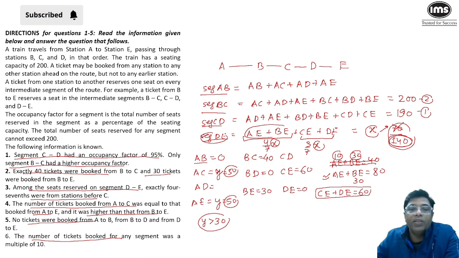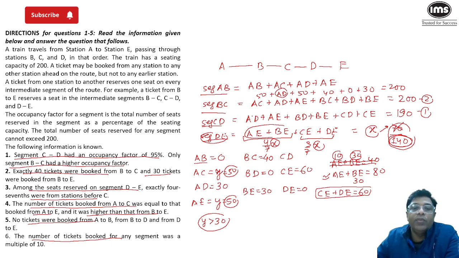Like for example, just keep over here. AC is 50. AD I have to calculate. AE is again 50. BC is 40. BD is 0 and B is 30. So if you solve this equation, you get the value of AD. So let's calculate. 50 plus 50 is 100. 140, 170. So AD will become 30.